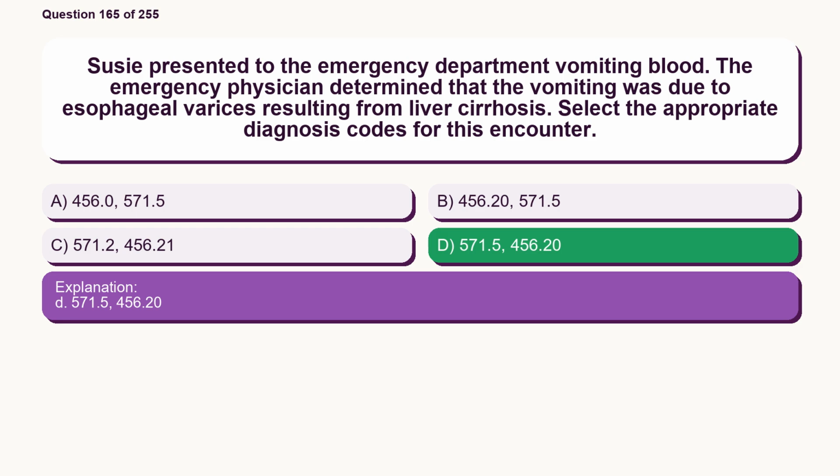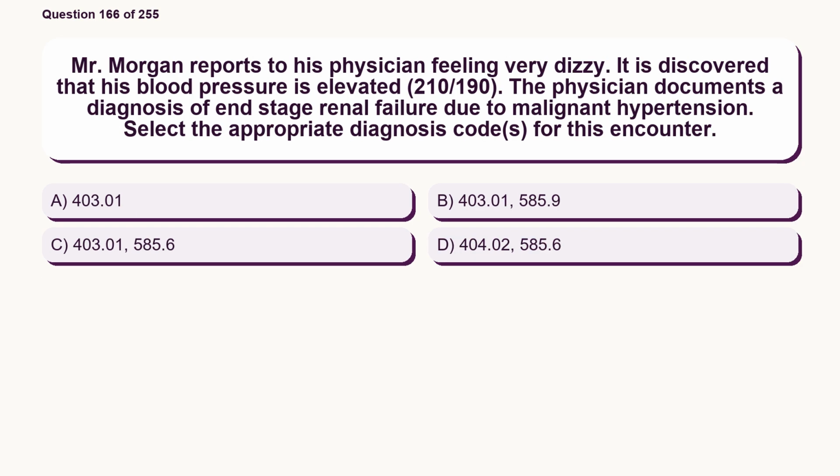Question 166. Mr. Morgan reports to his physician feeling very dizzy. It is discovered that his blood pressure is elevated, 210/190. The physician documents a diagnosis of end-stage renal failure due to malignant hypertension. Select the appropriate diagnosis code(s) for this encounter.